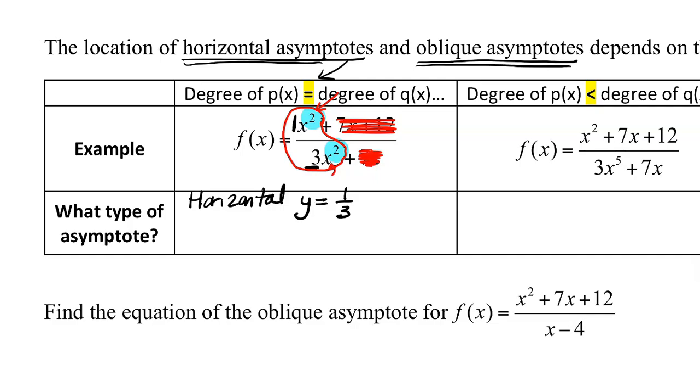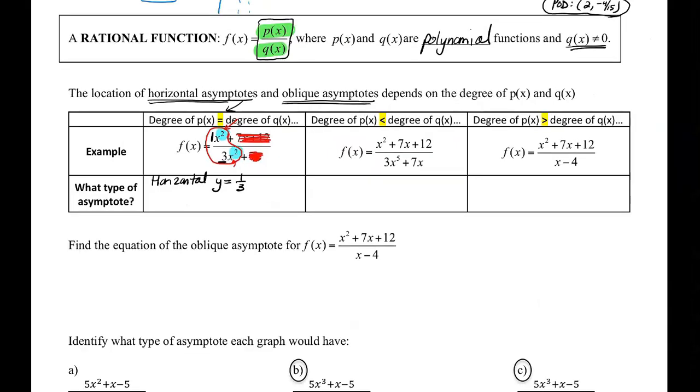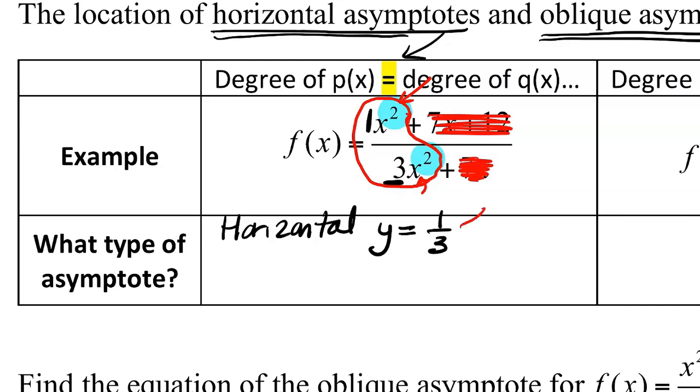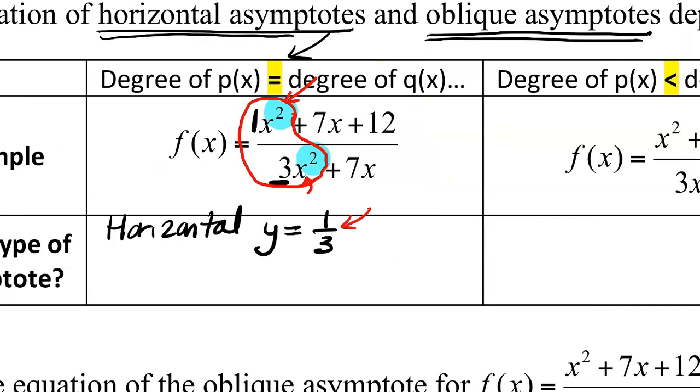And then you can see that if those are contributing the most, if we divide out the x squareds, we get 1/3. So I'd encourage you, if you'd like, you can check out these functions on Desmos and see how they behave. And there will be a horizontal asymptote at 1/3. So that was one case.